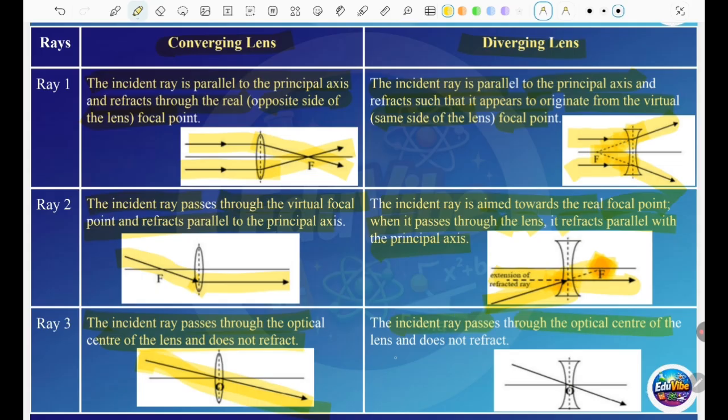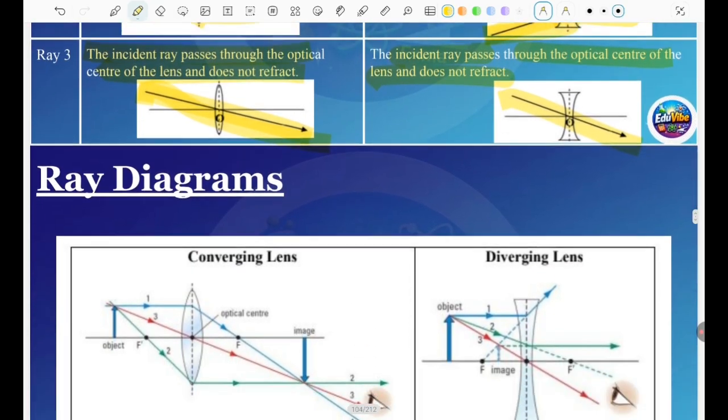An incident ray that passes through the optical center of the lens does not reflect. This is the same as what we do with the convergent lens. They go straight and do not bend back. This ray 3 is the same for both convergent and divergent lenses. These two other rays are different, and we have to know about these rays too. We use those rays too.